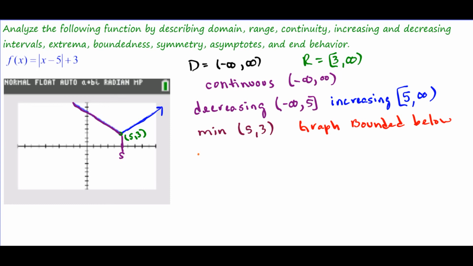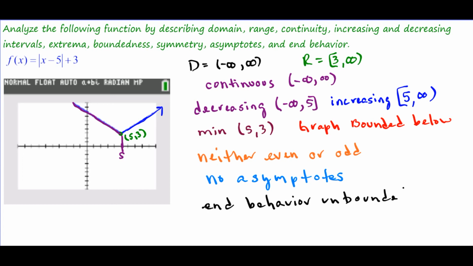This graph is neither even nor odd again. It is symmetric about the vertical line going through the minimum, but that's not considered even or odd. We have no asymptotes on this graph, and my end behavior on both the left and the right, my limits are approaching positive infinity, so my end behavior is unbounded. So remember, there's a difference between the boundedness of the graph. This graph is bounded below by that minimum point, but the end behavior is unbounded because on the right and the left, the graph is going up to positive infinity on both sides.